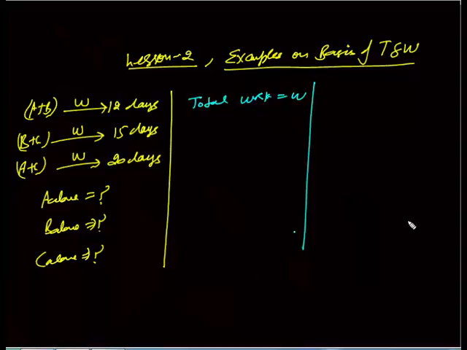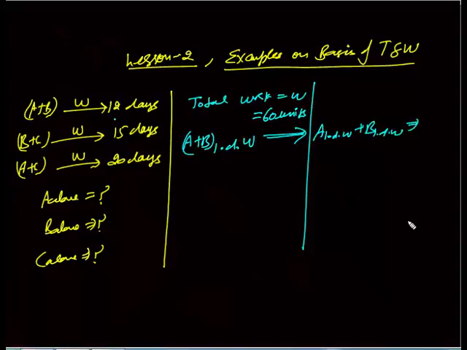So total work W should be a multiple of 12, 15 and 20. Let's say this is equal to 60 units. Why have I taken 60? Because 60 is divisible by 12, 15 as well as 20. So can I say A plus B one day work? When I'm writing A plus B one day work, it automatically means A one day work plus B one day work. How much is it? In 12 days they are doing 60, so one day they will do 5.